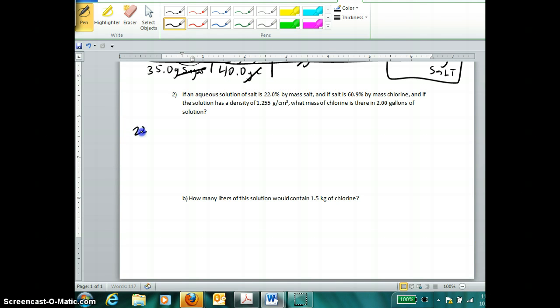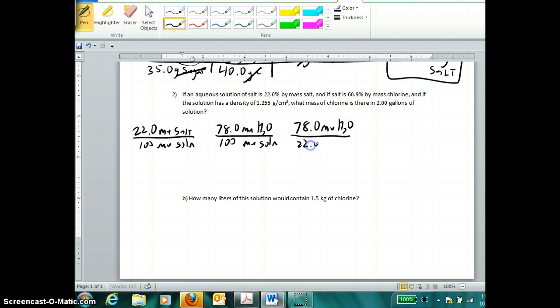So I immediately write 22 mass units salt part for 100 mass units whole solution. I can then also write 78.0 mass units of the other part, water, to 100 mass units of the whole solution. And I can also write 78 mass units of the other part are equivalent to 22 mass units of the first part, salt.